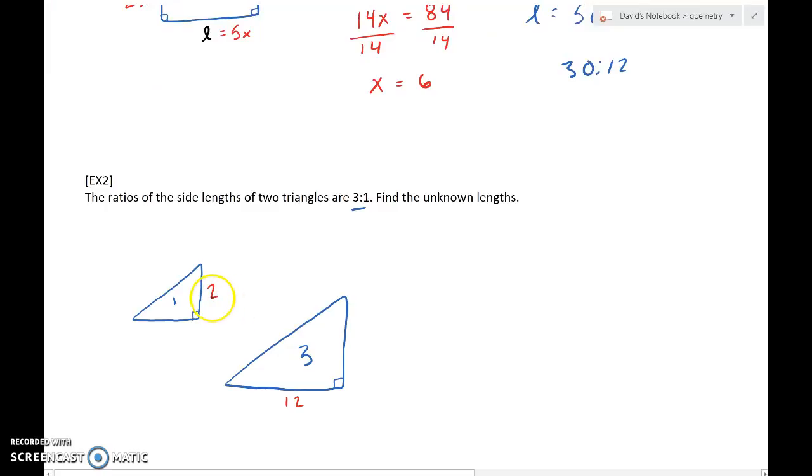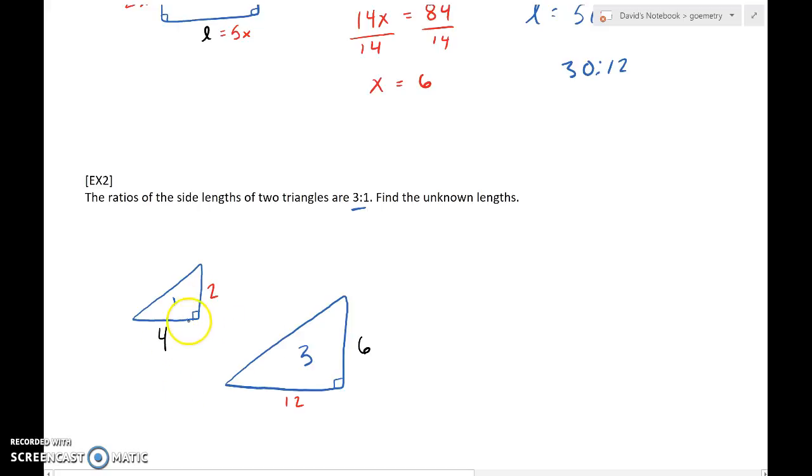So if I multiply 2 by 3, I get 6. So this side is 6. If I divide 12 by 3, I get 4. So there are my two side lengths. And I don't have either one of the hypotenuses, so I have to use the Pythagorean theorem. Now I only have to use the Pythagorean theorem once, because if I find the length of one side using the Pythagorean theorem, I can divide or multiply by 3 to get the other.